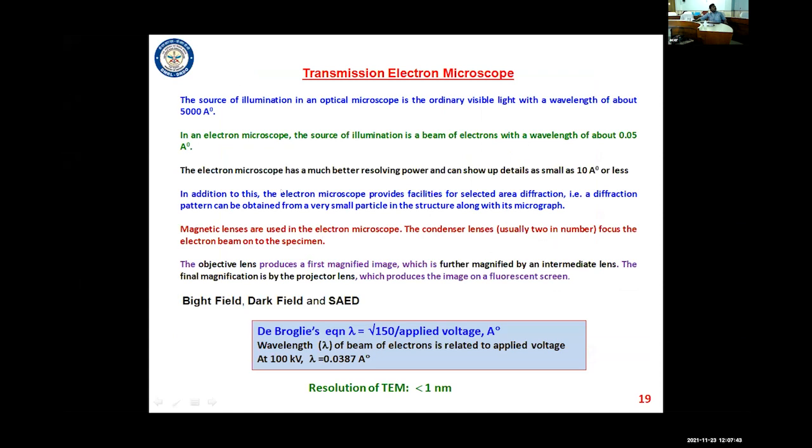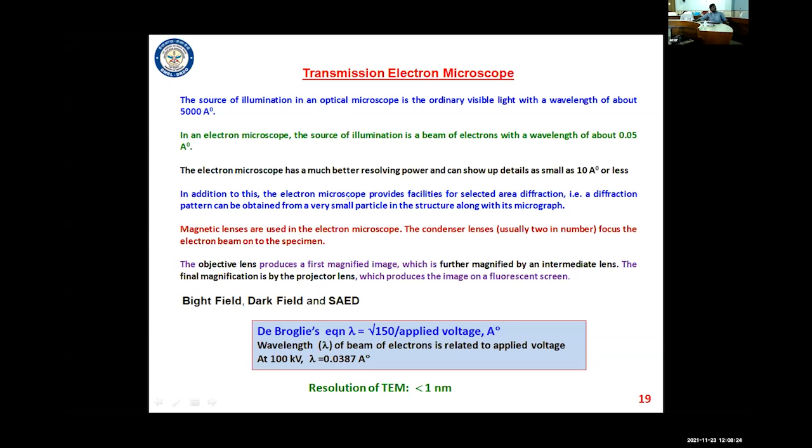Now I have explained the optical and SEM. Now I'm going to TEM. I mentioned that in the SEM, you can go up to 3 nanometers of resolution. If you want to see further down, I have to go to transmission electron microscopy, where the illumination is a beam of electrons with a very fine wavelength, even 0.05 angstroms. Theoretically, the wavelength should be equal to the resolution of the material. This electron microscope has much better resolution power, and it can show details as small as 10 angstroms or less.